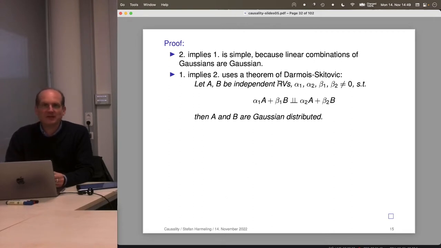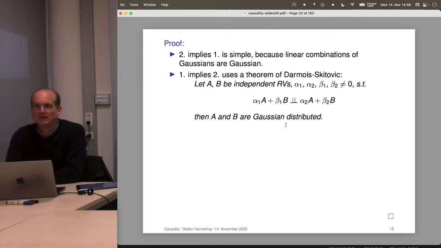So this is basically doing the work, and we are only applying it. So the theorem says the following. If I have two independent random variables, and suppose there exist a couple of coefficients that are non-zero, such that there are two linear combinations of A and B, and they are independent. If these coefficients exist, in that case, A and B are Gaussian distributed. That's a deep theorem.